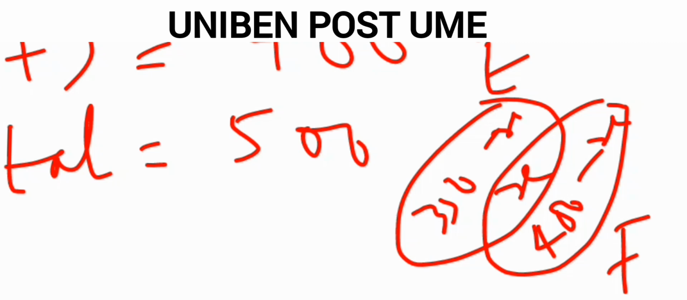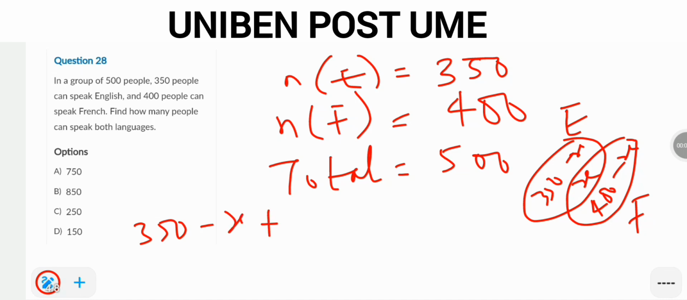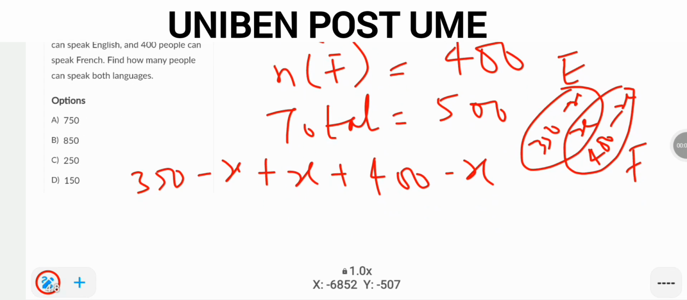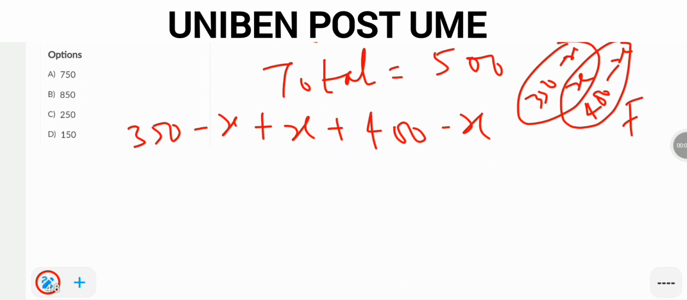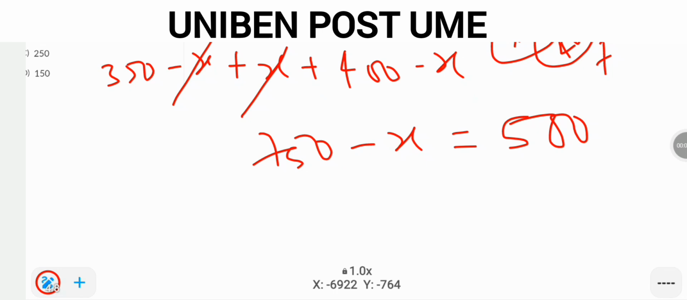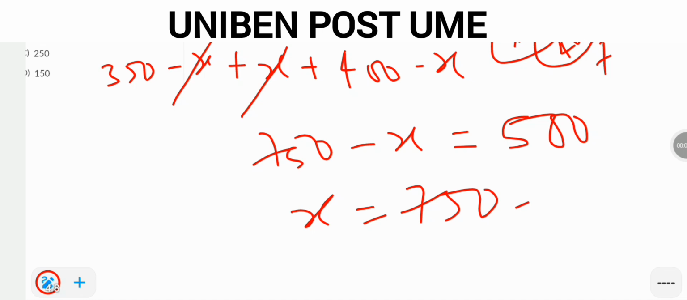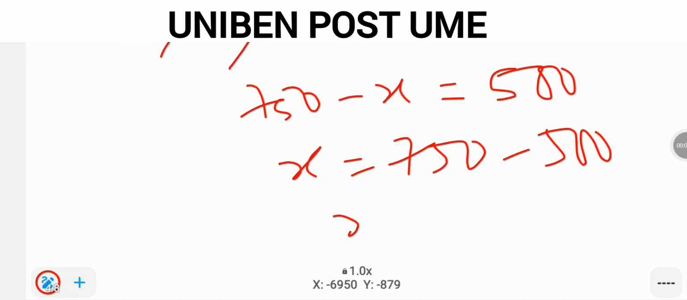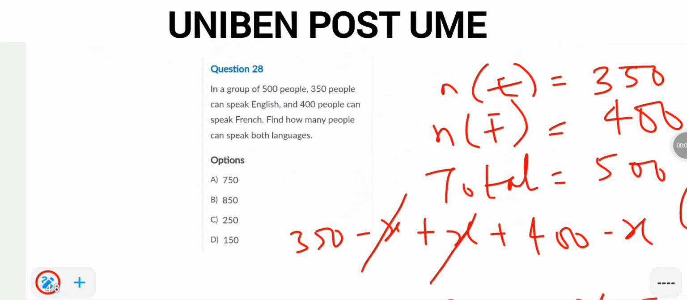And the total of everything must give you 500. So just add everything out: 350 minus X plus X plus 400 minus X. Everything must give you 500. Let's break this down first. These two are the same, they have different signs, so that will give you 0. Then 350 plus 400 gives you 750. So you have 750 minus X, and everything must give me 500. From here, I can just equate it. So X will be equal to 750 minus 500. If you subtract this, you get 250 as the answer. So you can see the answer is option C.